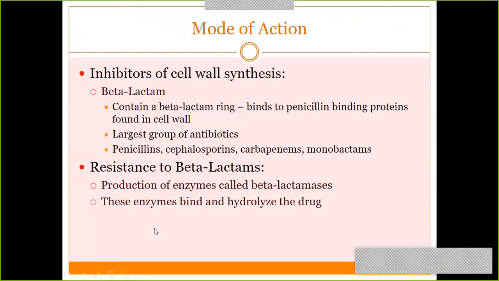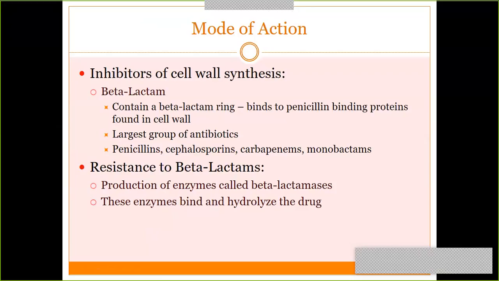All right, so going actually through it, inhibitors of cell wall synthesis. Again, beta-lactam is such a big group of antibiotics. Definitely should know this group. And they're called the beta-lactams because they have that beta-lactam ring, and that ring will bind to the penicillin-binding proteins in that cell wall, and that's how they target the organism. So again, it is the biggest group of antibiotics, penicillin, cephalosporins, carbapenems, all great examples of beta-lactam.